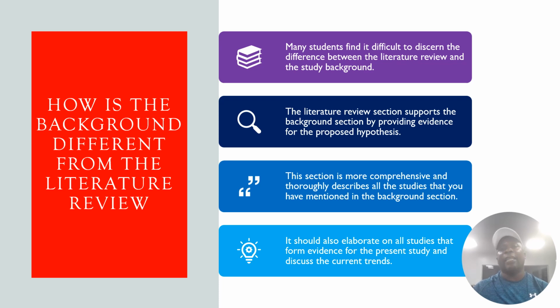Yes, those two are connected, because most of the articles whose findings you summarize in the background to the study, we also expect to find in your literature review as you progress with your study. This section is more comprehensive and thoroughly describes all the studies that you have mentioned in the background. It should also elaborate all the studies that form evidence for the present study and discuss the current trend. That is now your literature review. As I said, you need to elaborate on your studies in the literature review.